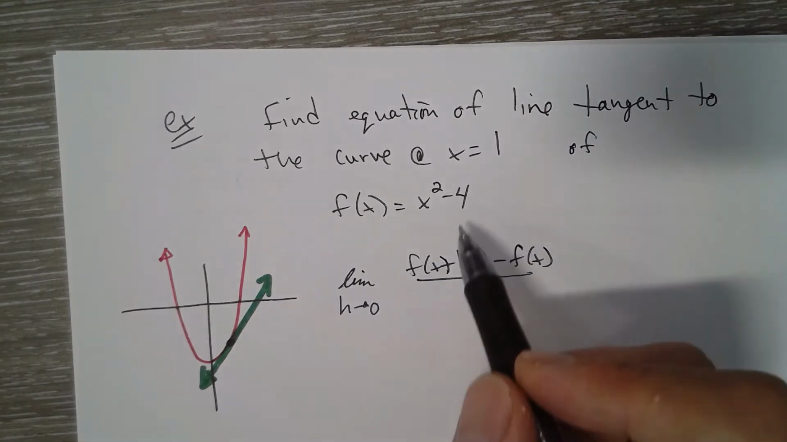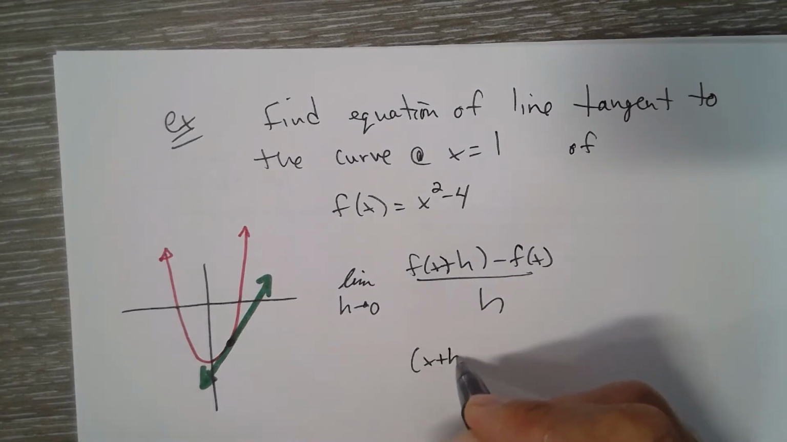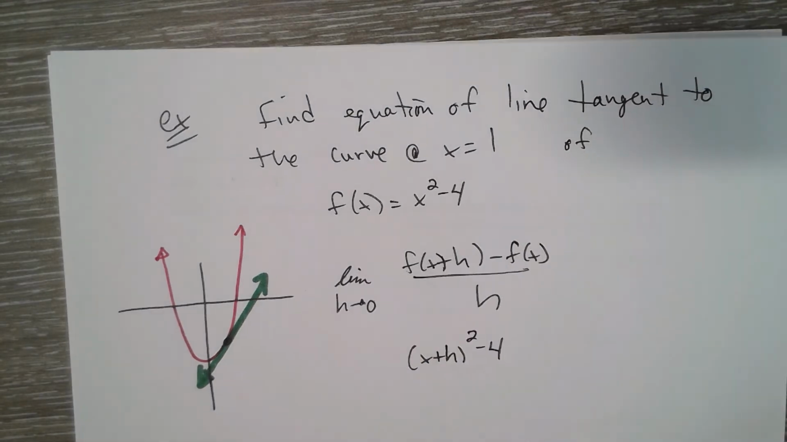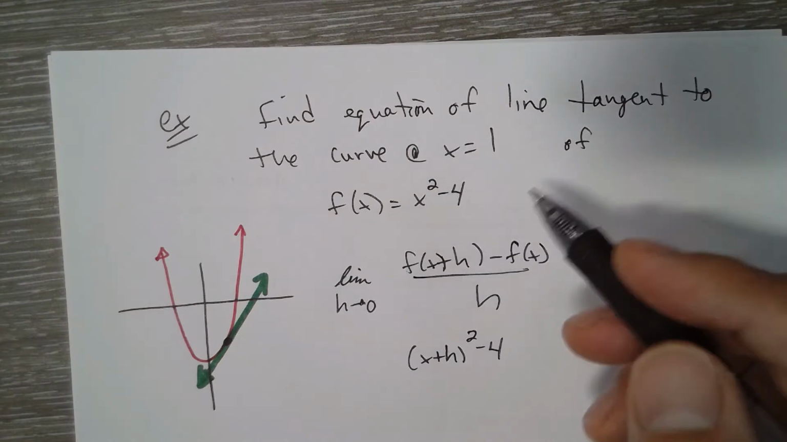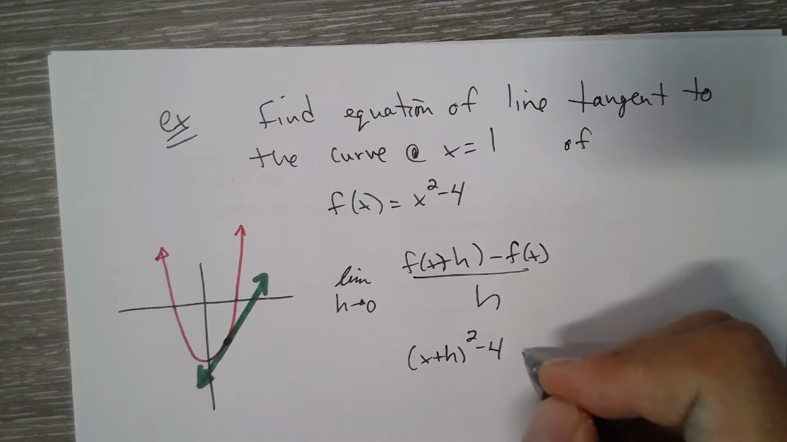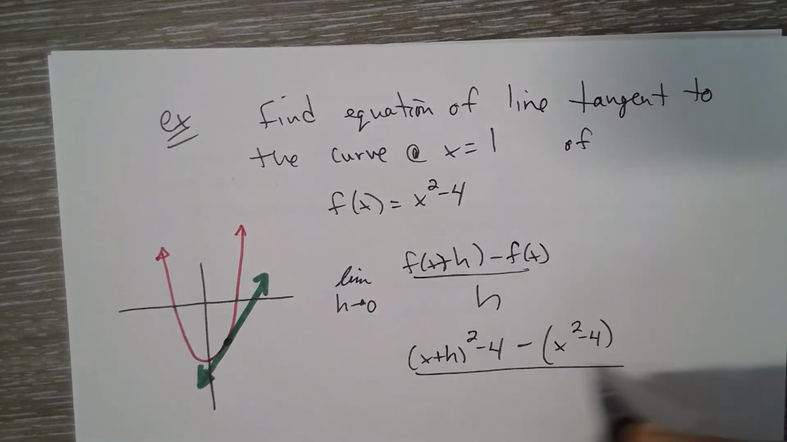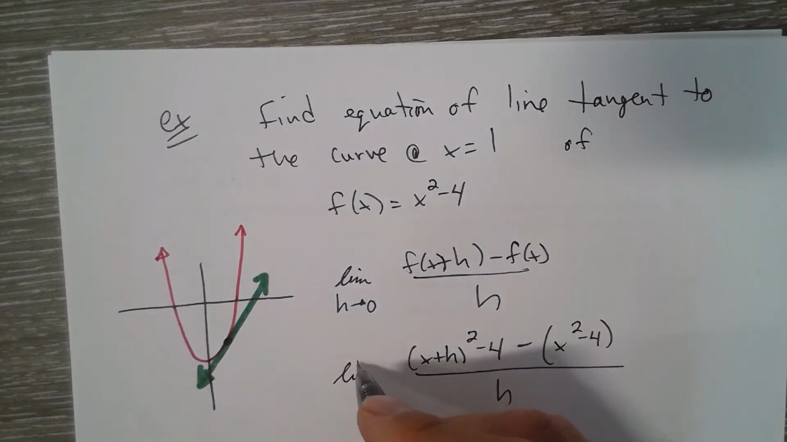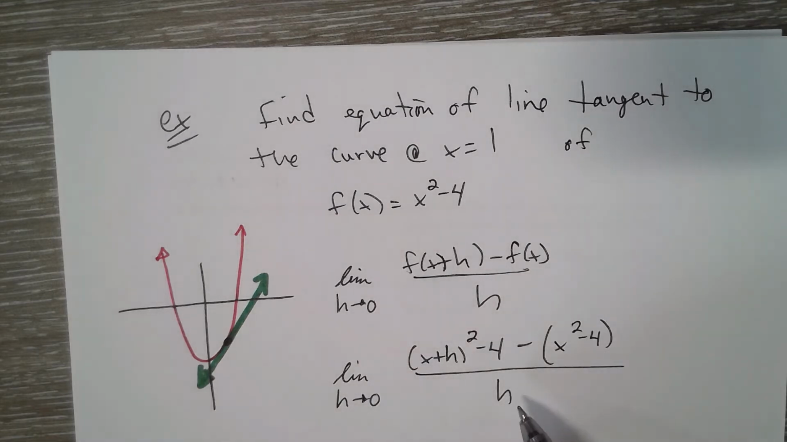Okay, so first thing we're going to do is find f of x plus h. Well, that's x plus h squared minus 4. That is f of x plus h. We put x plus h in for x, right there. Okay, minus f of x. Well, f of x is just x squared minus 4. So we have f of x plus h minus f of x over h as h goes to 0. That's going to give us our derivative.